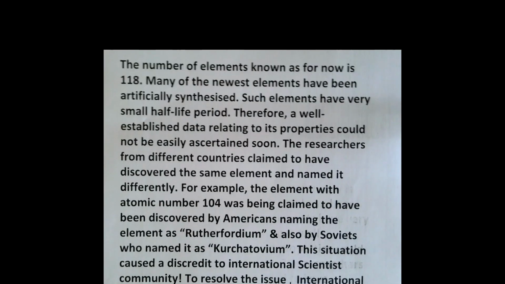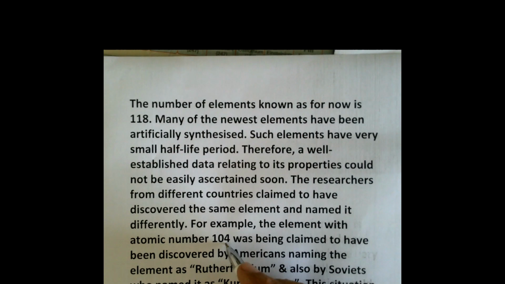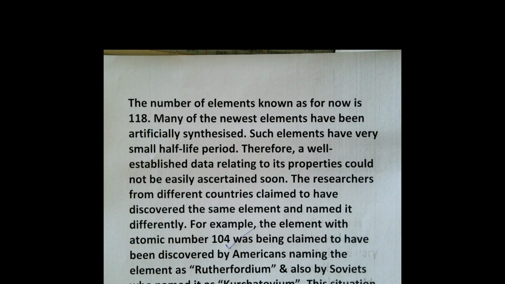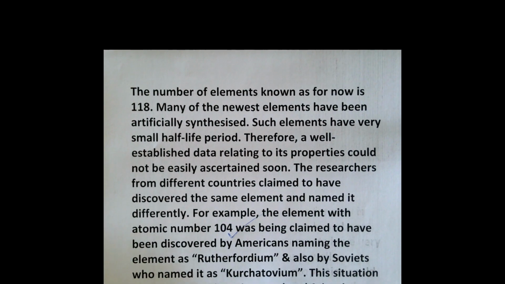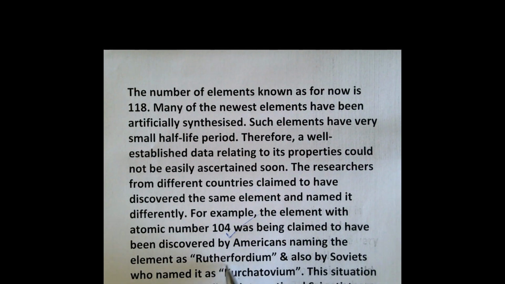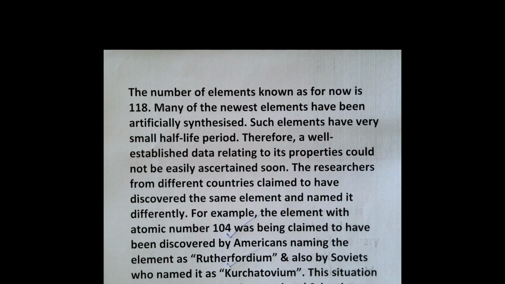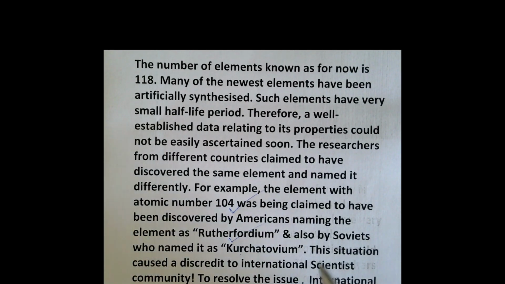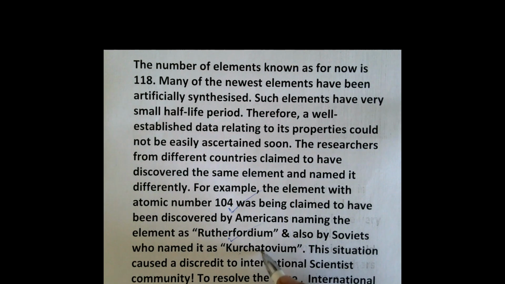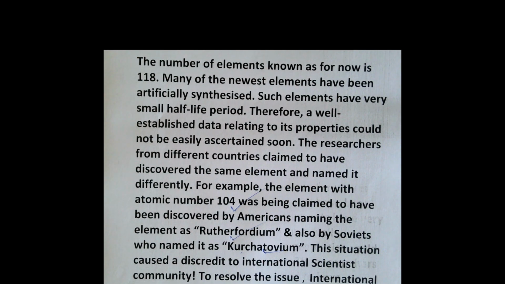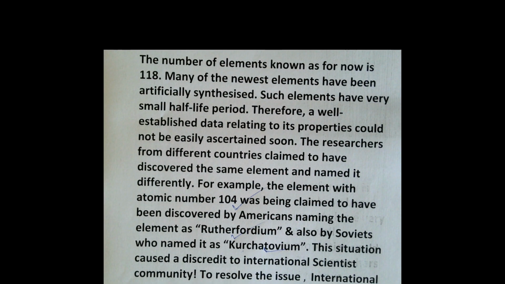However, there was an anomaly in naming the same element in different parts of the world. For example, the element with atomic number 104 was being claimed to have been discovered by Americans, and it was named Rutherfordium. And the same element was named by Russians or Soviets as Kurgatovium. So there becomes a problem. Same element having different names in different parts of the world was rather undesirable.